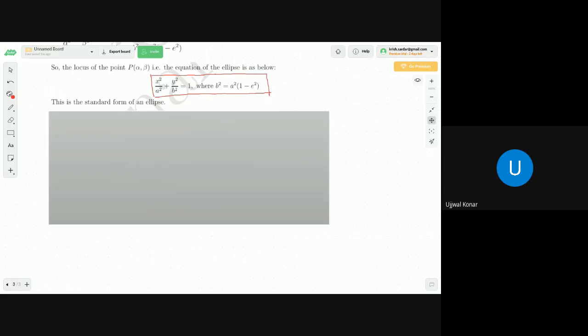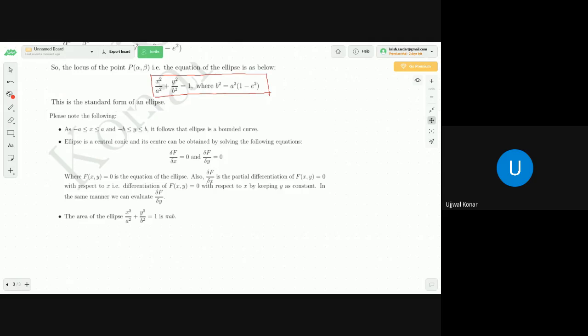whenever we see the equation x square by a square plus y square by b square equal to 1, where b square is equal to a square into 1 minus e square, we see that x is in between minus a to a and y is in between minus b to b. Okay, it follows that the ellipse is a bounded curve. How? Because x is bounded between minus a to a. Unlike the parabola, which is not bounded, one end is open. And also y is in between minus b to b. Okay, hence it is a bounded curve.